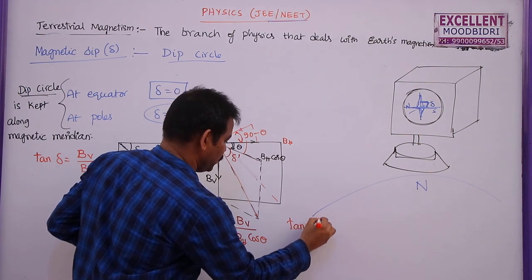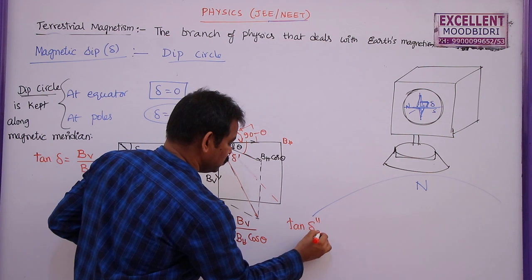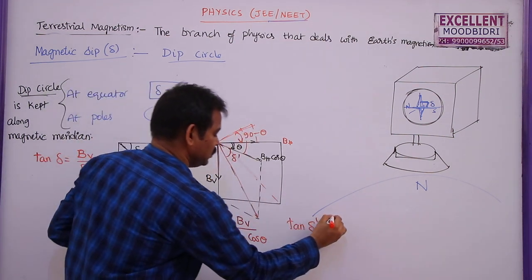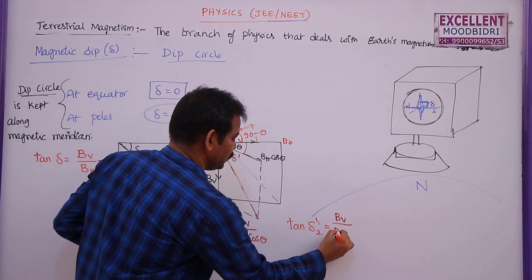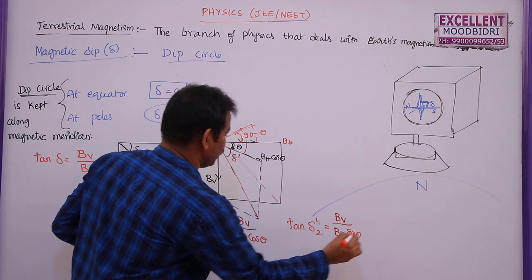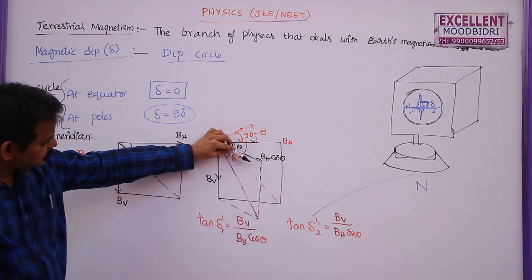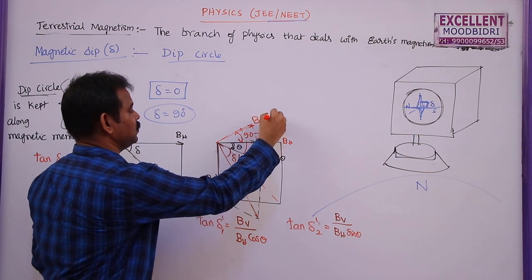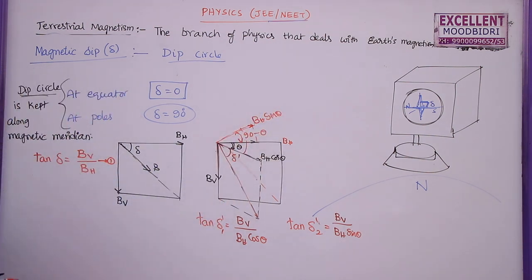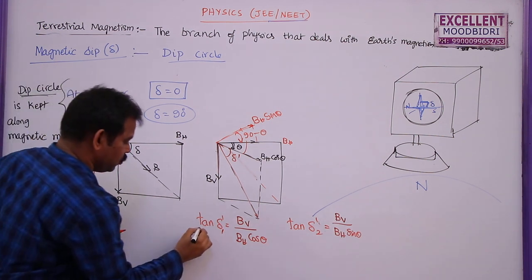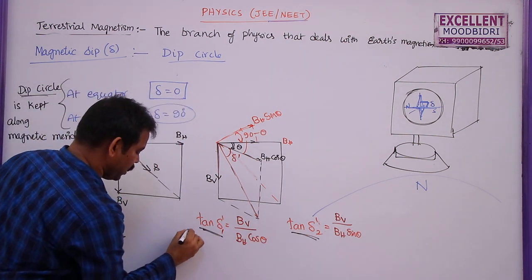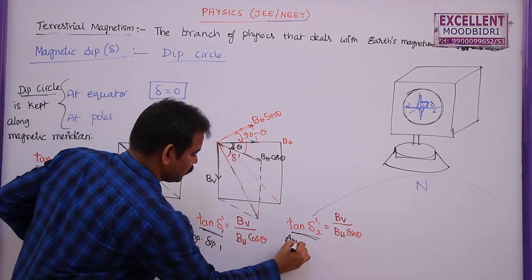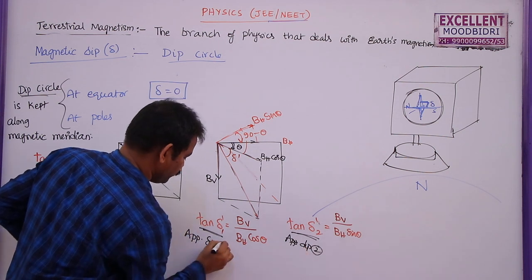Tan δ'' or δ2', which is given by, in this position also the vertical field remains as it is, BV by, but this will become BH sin theta. The horizontal component, if it is theta, this is BH cos theta. If it is 90 minus theta, this will be along this direction, which is equal to BH sin theta. Now, you can see tan δ'. These are two apparent angles, apparent dips. Apparent dip 1, this is apparent dip 2.